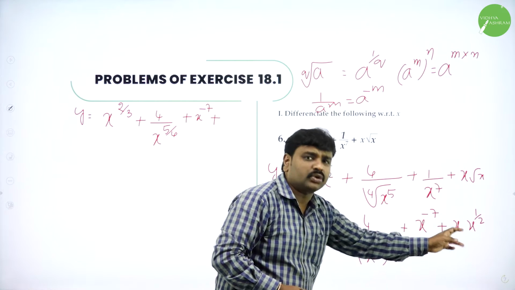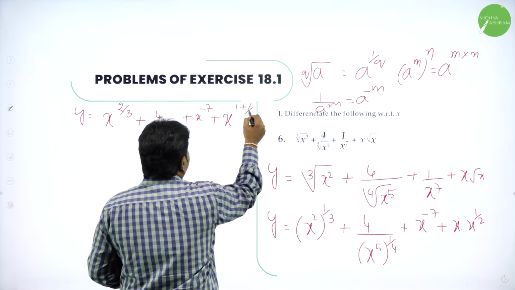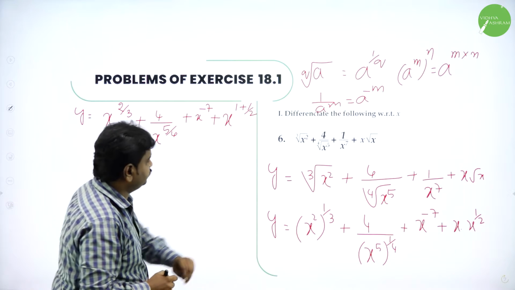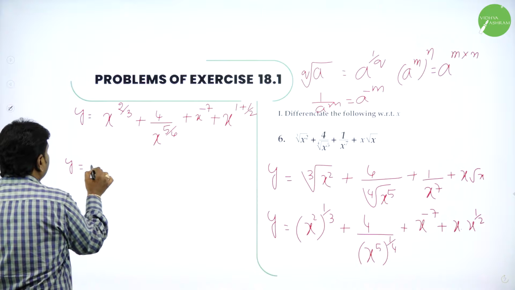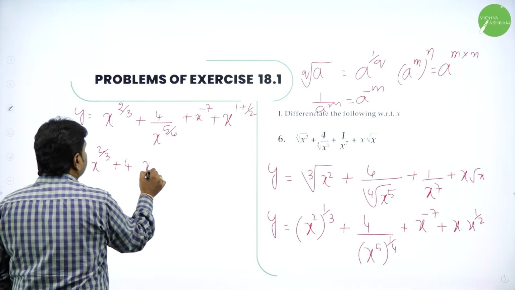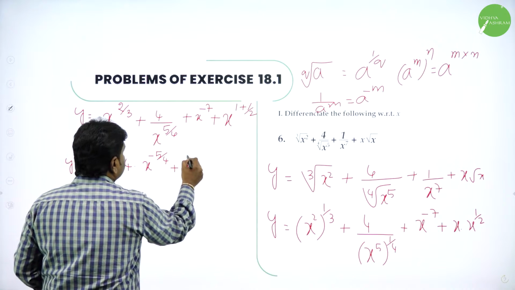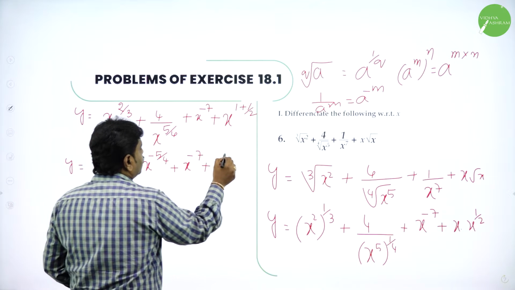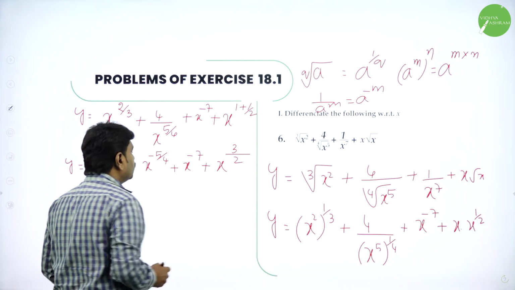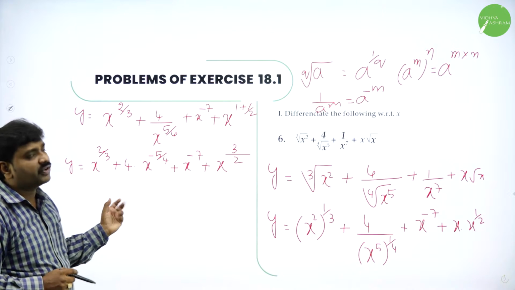What is a power m into a power n? a power m plus n. So it will become 1 plus half. Now y is equal to x power 2 by 3 plus 4 into, take it up, it will become x power minus 5 by 4 plus x power minus 7 plus x power 2, the LCM, 3 by 2. Now all the functions are in standard form. Now it is ready to differentiate.